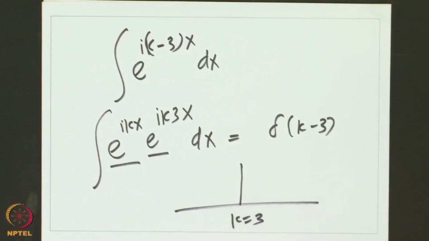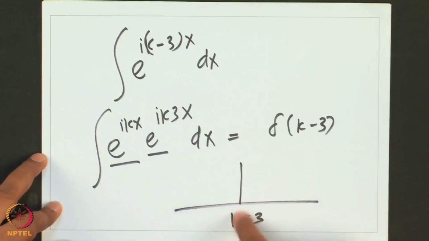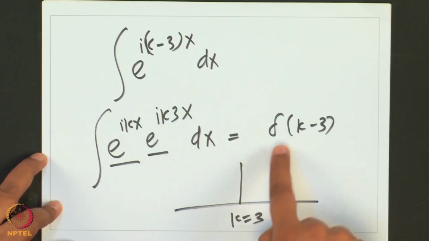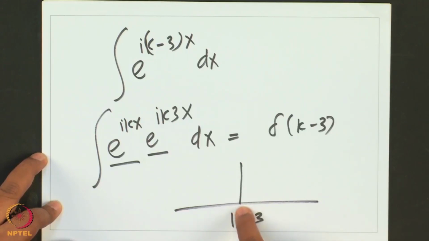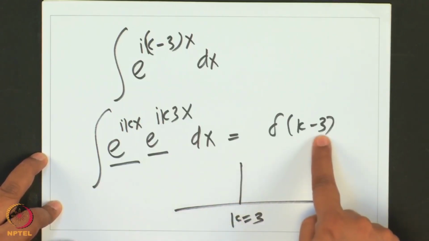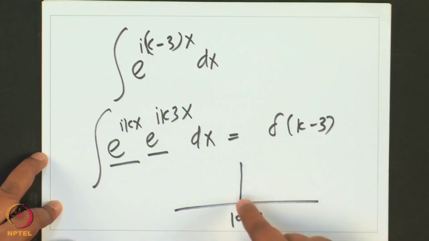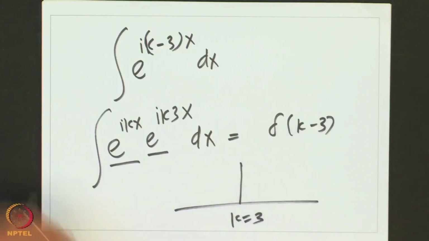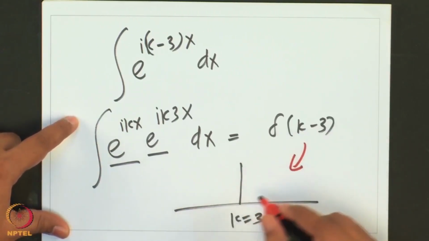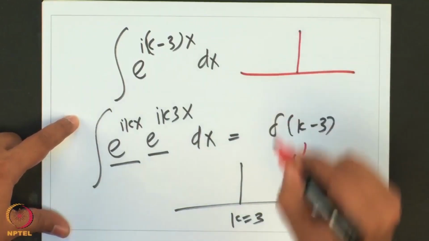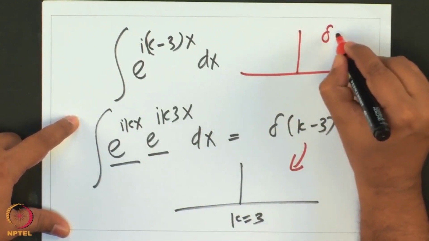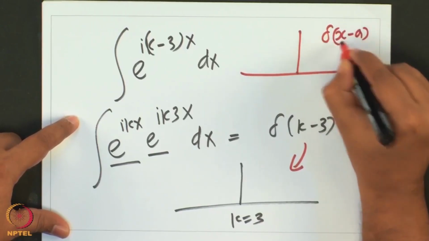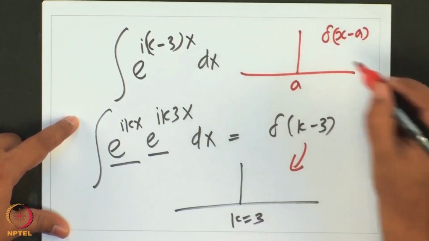Delta of k is called a Dirac delta function, which has value only at that point; everywhere else it is 0. Such single-peak functions are called Dirac delta functions, and delta of k minus 3 means a peak at k equal to 3 alone. Delta of x minus a means a peak at a alone. So, this function is what is plotted here. If I plot this function, it would look like this. Functions with just one peak are called delta functions. Delta of x minus a would mean at x equal to a there is a peak.